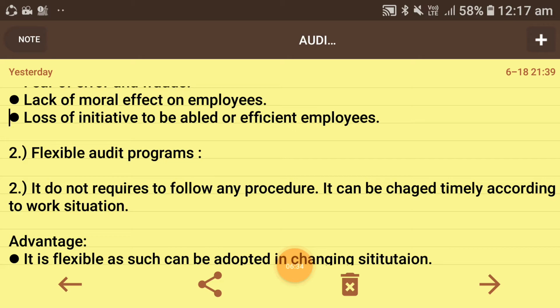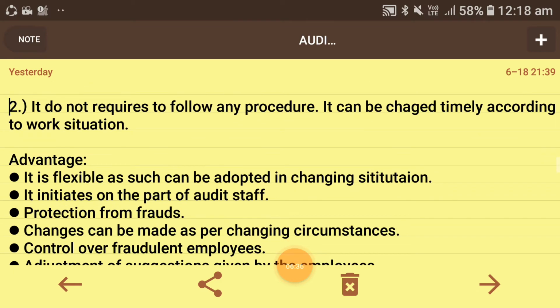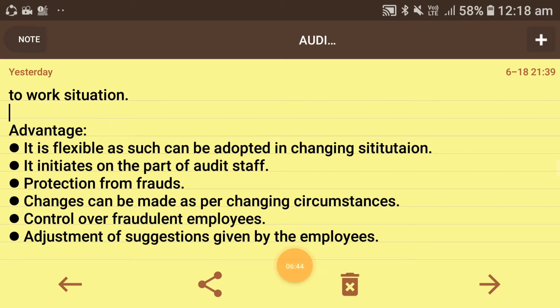If we talk about its advantages, first is that it is flexible. As we all know by the name only, it is a flexible audit program. It is flexible, and as such can be adapted in changing situations. Next is that it encourages initiative on the part of audit staff.